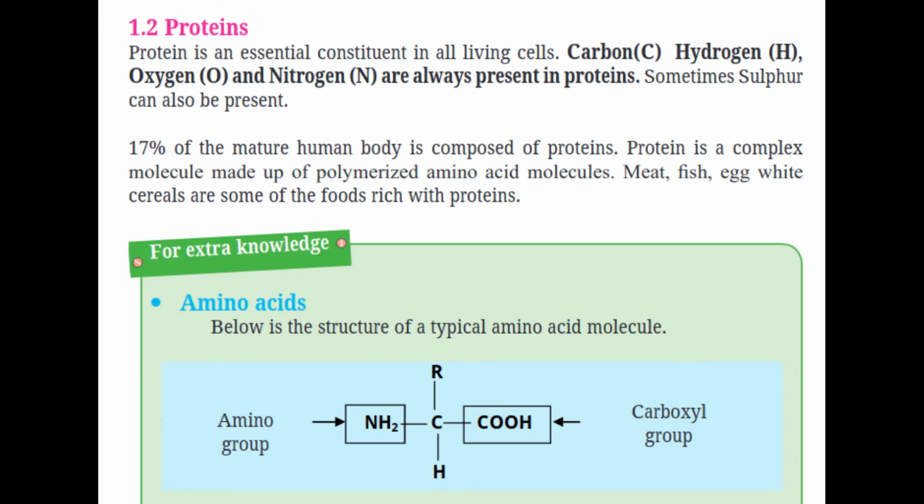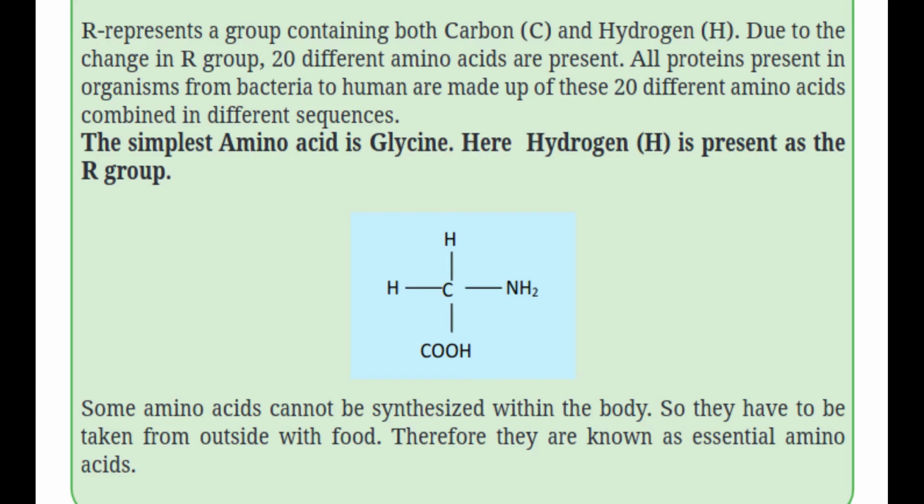For extra knowledge, amino acids. Below is the structure of a typical amino acid molecule. R represents a group containing both carbon C and hydrogen H. Due to the change in R group, 20 different amino acids are present. All proteins represented in organisms from bacteria to human are made up of these 20 different amino acids combined in different sequences. The simplest amino acid is glycine. Here hydrogen H is represented as the R group.